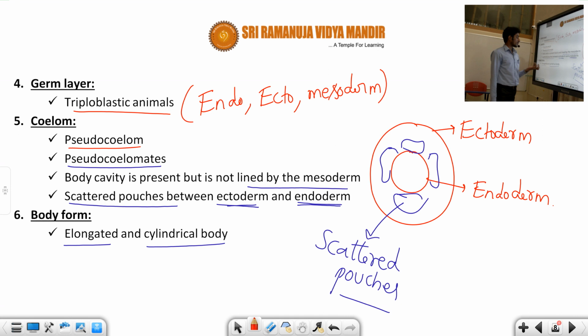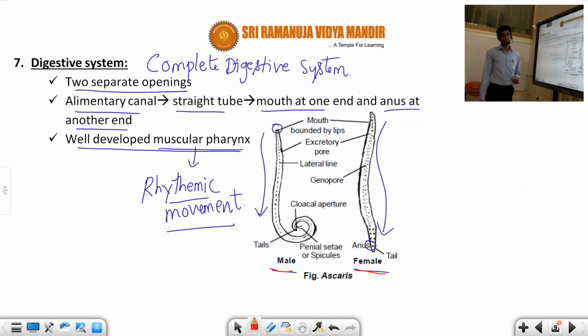Next, the digestive system is complete, with mouth and anus present. There is a well developed muscular pharynx, which shows rhythmic movement. The mouth is bounded by small lips.